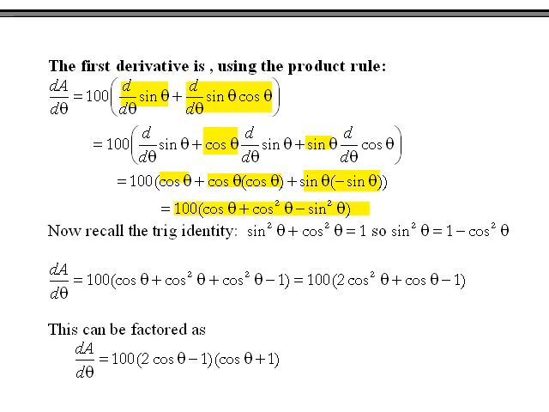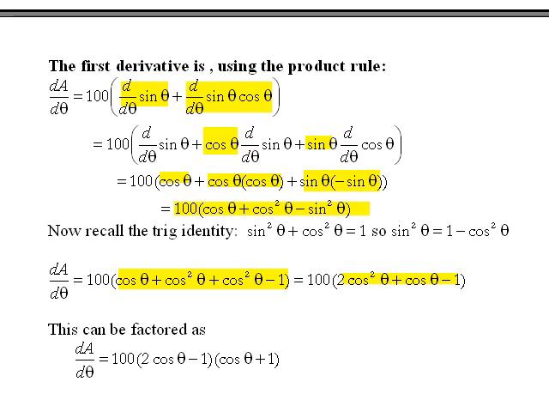Now anytime we see sine squareds and cosine squareds, we think of the trig identity, the only one you really have to memorize, and that is sine squared theta plus cosine squared theta equals 1. So the sine squared theta on the end I'll write as 1 minus cosine squared theta, so I have everything in terms of cosine. So here we go. d theta is 100 times, I've got the cosine of theta plus cosine squared theta plus another cosine squared theta minus 1, or 2 cosine squared theta plus cosine theta minus 1.